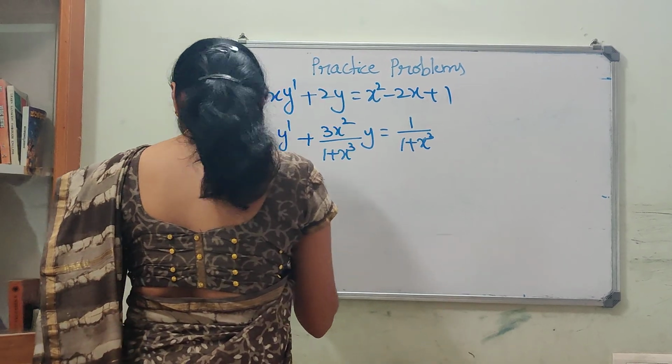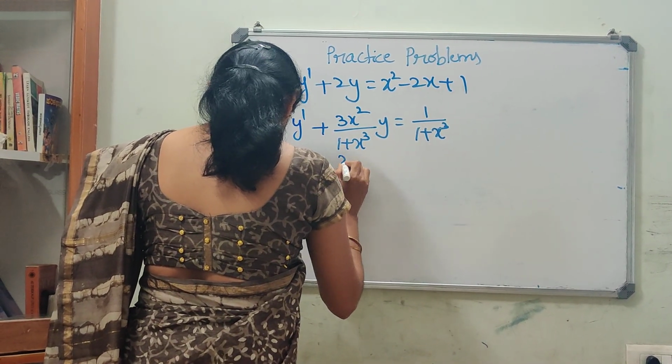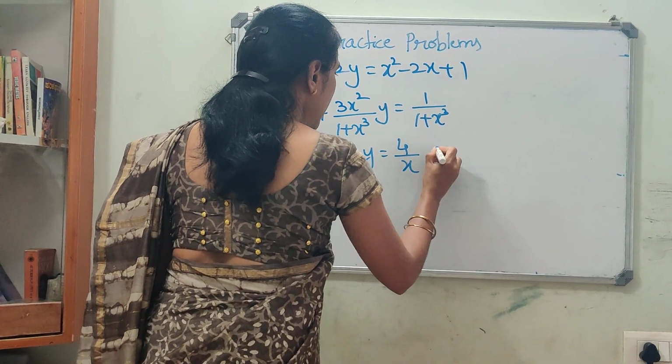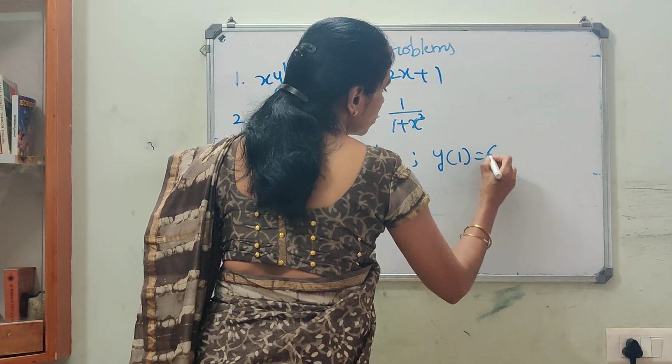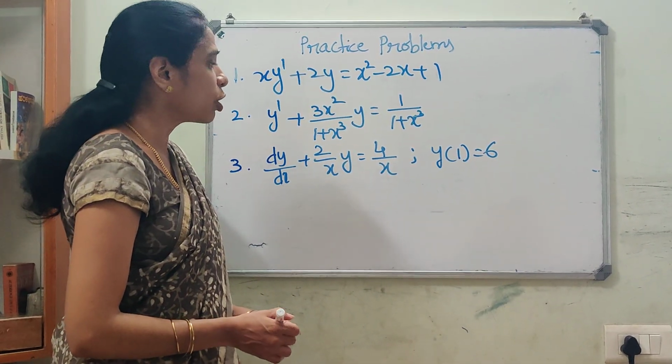Let me take one more example, dy by dx plus 2 by x y is equal to 4 by x. Of course, here they have given you a condition y at 1 equal to 6. So this is the initial value problem which you need to solve to get the solution.